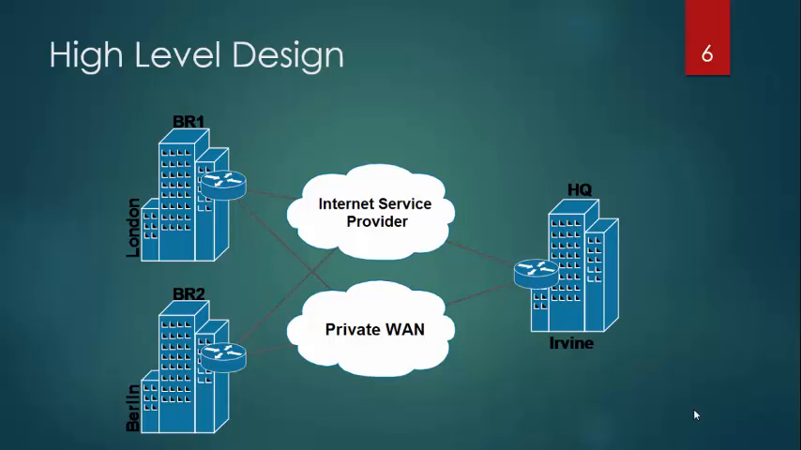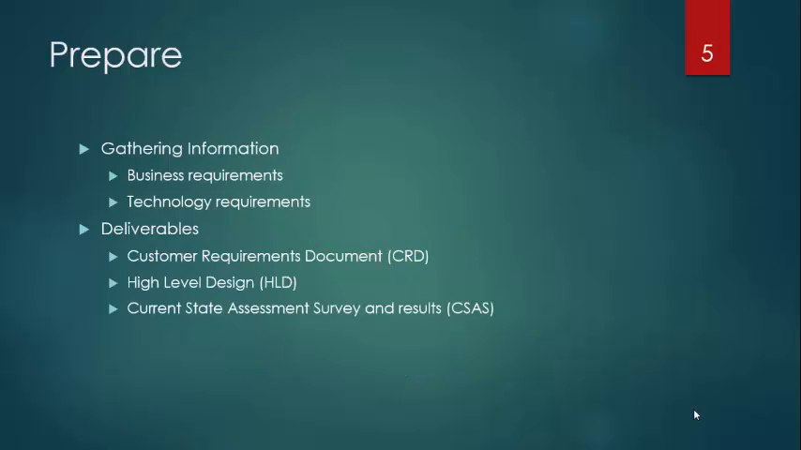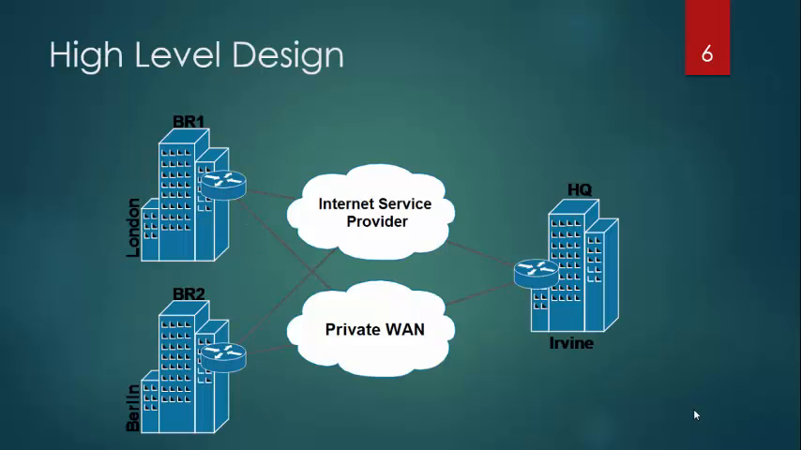Okay, after you gather this information, you should insert them in some sort of documents like CRD, CSAS, and HLD. Okay, HLD or high level design, as you can see in here, HLD or high level design is a kind of network design that shows an overview of an entire network. It shows only modules or buildings in brief. It doesn't show network protocols, layer 2 or layer 3 topologies. It's just to show that we are going to have a network with some overall considerations.